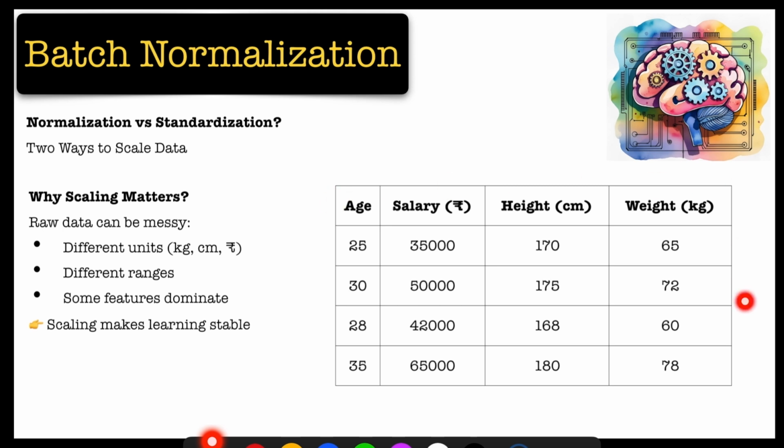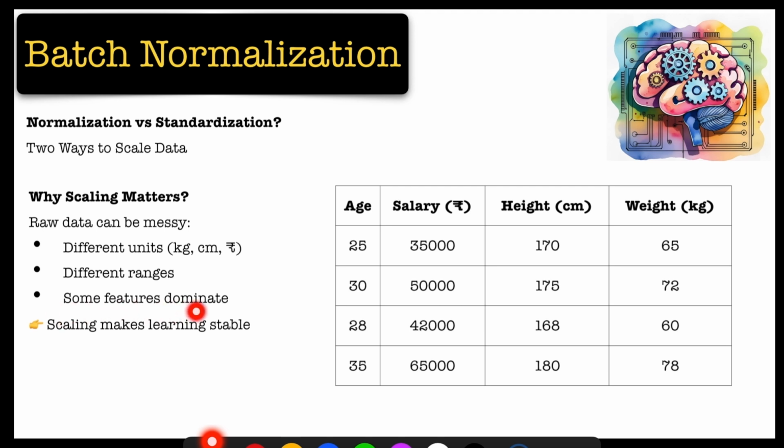If you see this tabular data, we have age, salary, height, weight. This raw data has different units, kgs, centimeters, rupees, and all different units it can have. So we have different ranges as well. Age is in this range, salary will have a very high range. This is the range of height, range of weight. So we are getting different ranges of data.